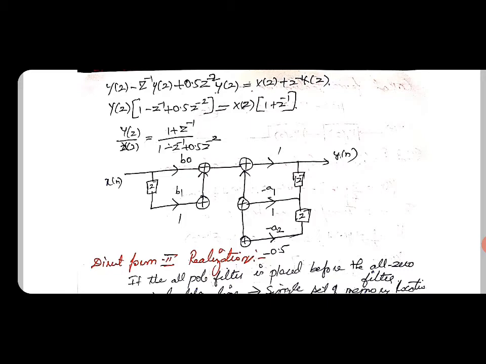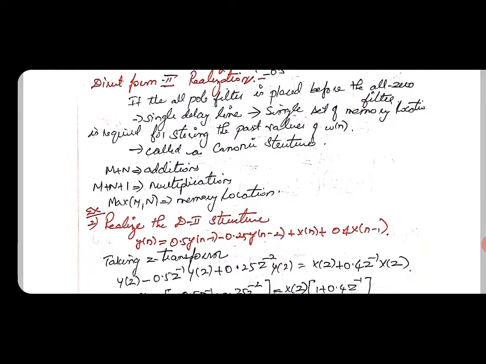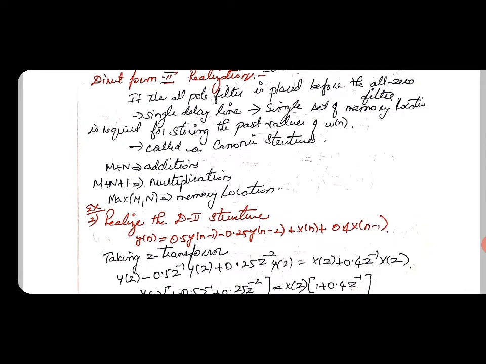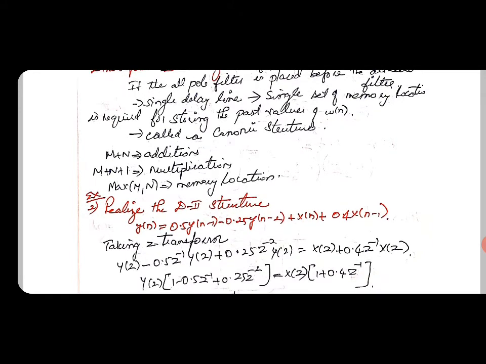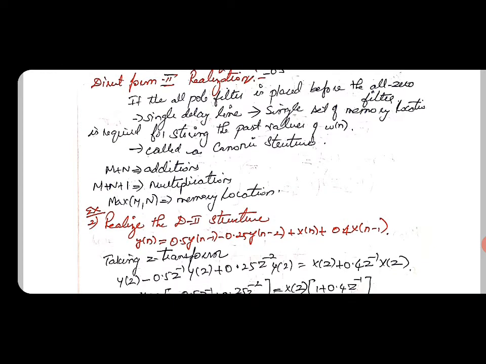We can see about the direct form 2 realization. We should note that the all pole filter is placed before the all zero filter. In the direct form 2 realization there will be only a single delay line, and a single set of memory locations is required for storing the past values of w of n. We can call the direct form 2 realization a canonic structure. Very important, it can be called a canonic structure, and it requires m plus n additions, m plus n plus 1 multiplications, and a maximum of m comma n memory locations.